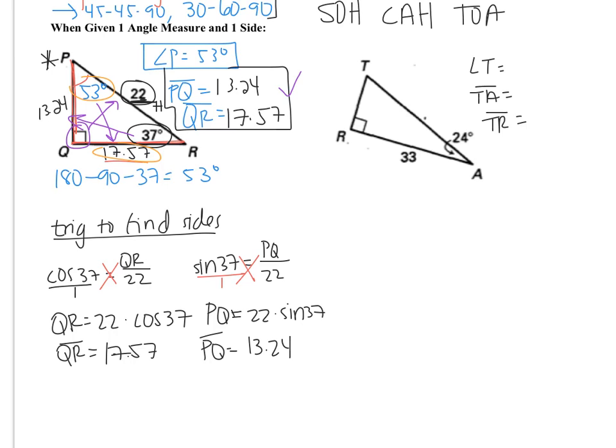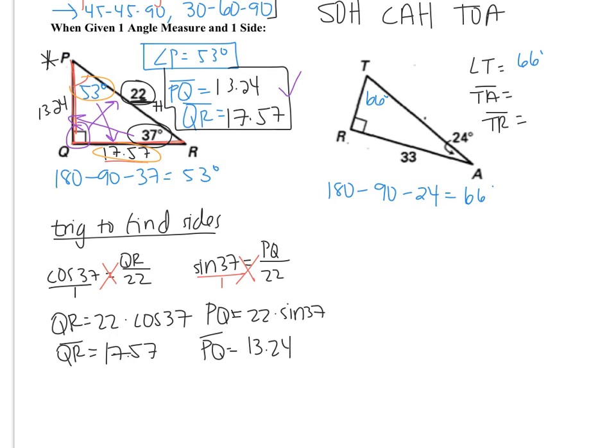Now, if I know two angles, I can find the third angle just from subtracting from 180. So if I take 180 and I subtract that 90-degree angle and I subtract the 24-degree angle, I find that my last angle is 66 degrees. So angle T then is 66. Okay, so now we're down to finding two sides.